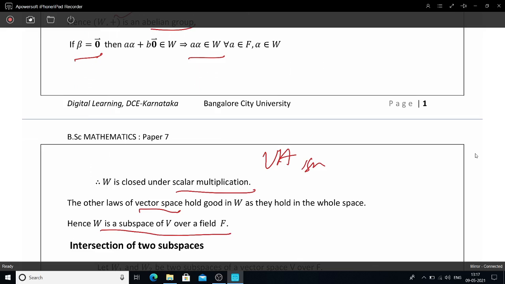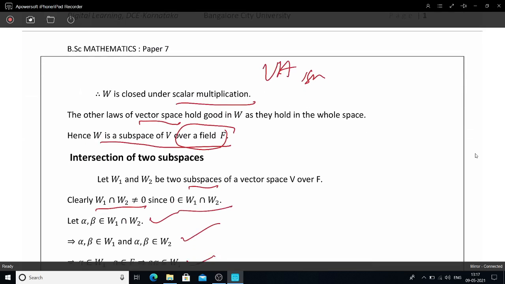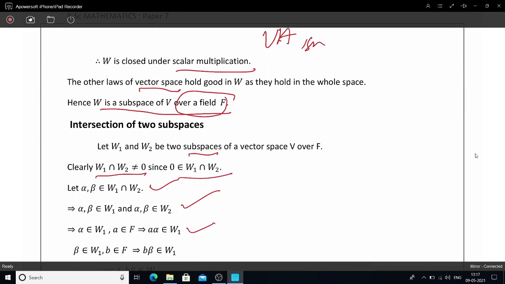If I say only this much, saying W is a subspace of V is not complete. We have to make it complete by defining it over a particular field. Therefore, we should always write W is a subspace of V over a field F. Now, two important properties of subspace: one with respect to intersection, the next one with respect to union.